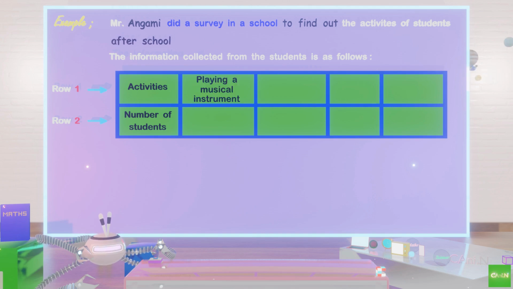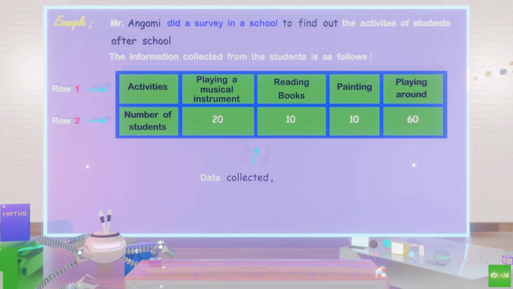Students playing a musical instrument after school, 20. Number of students reading book after school, 10. Number of students painting after school, 10. Number of students playing around after school, 60. Now, this table is the data collected by Mr. Angami, and the type of data is primary data, since Mr. Angami surveyed the data.